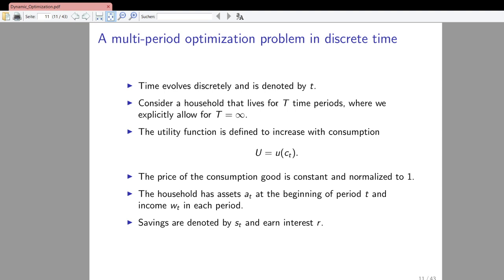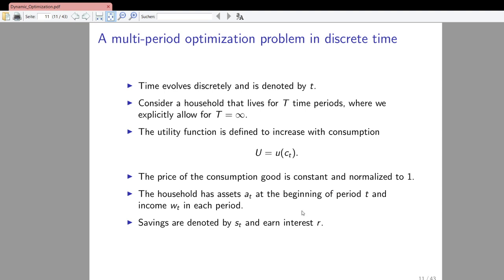Now, the utility function is the standard utility function that you all are very well aware of. So utility of households increases with consumption. And this is one particular time period, but the household lives for different time periods. So in the end, if we have the lifetime utility function, we will have to take the sum over all utilities at each point in time. We normalize the price of the consumption good to 1. That's just, we take it as the numeraire.